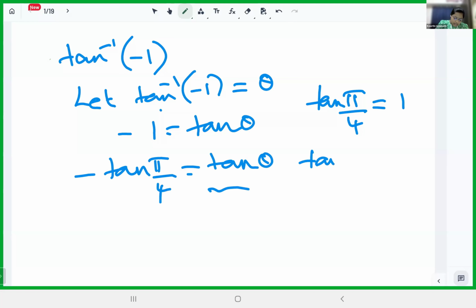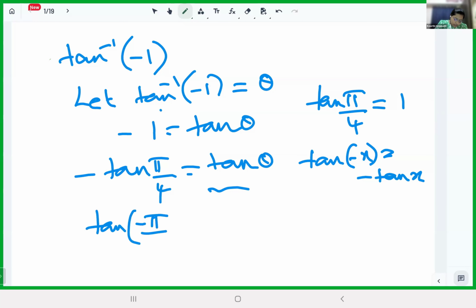What was that? Tan of minus x is equal to minus tan x, and vice versa. Minus tan x can be written as tan of minus x. That is, the outside minus can be taken to the inside angle. So minus tan of pi by 4 can be written as tan of minus pi by 4. That is equal to tan theta. So what will be the value of theta? Theta is nothing but minus pi by 4.